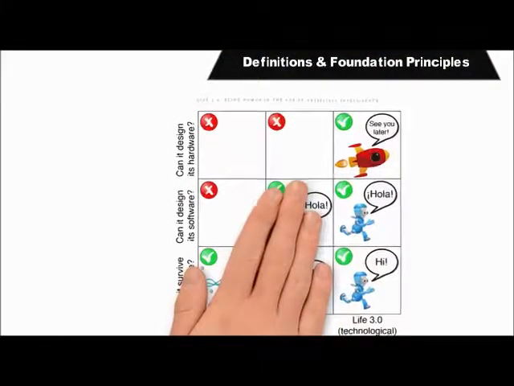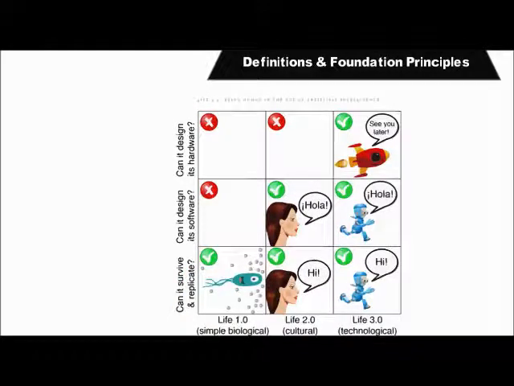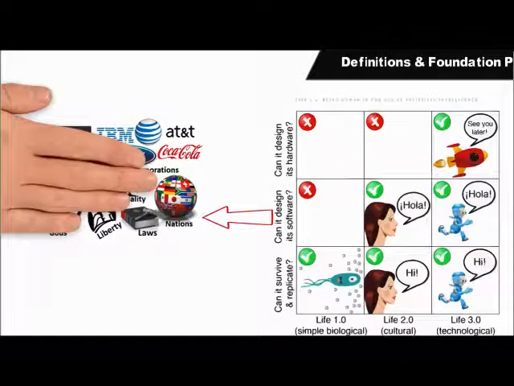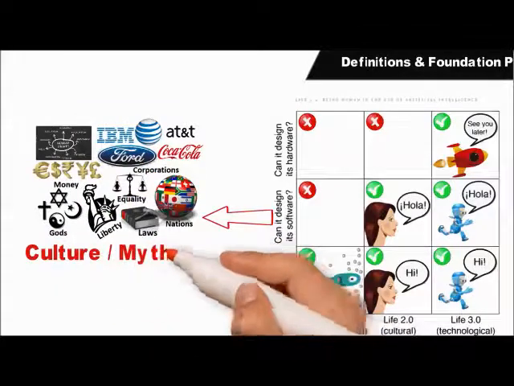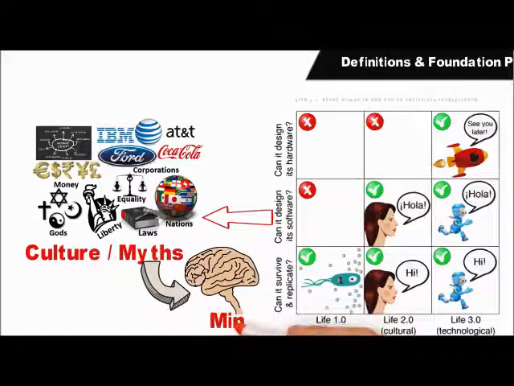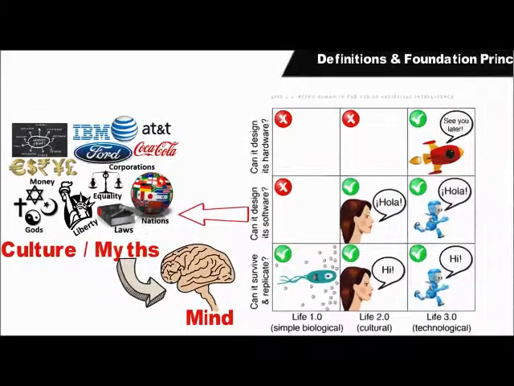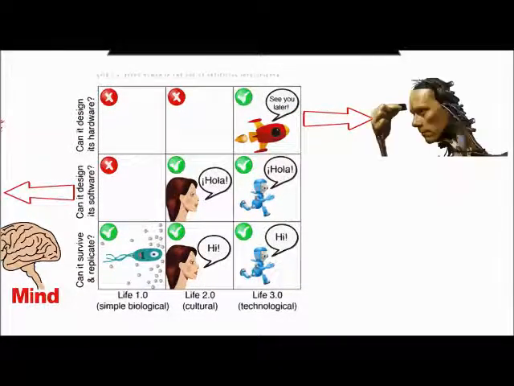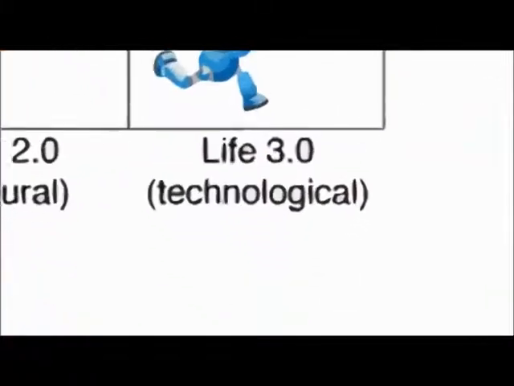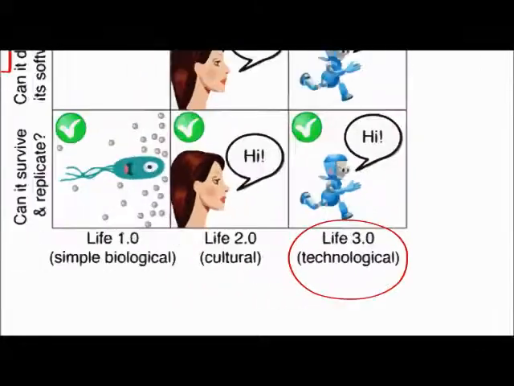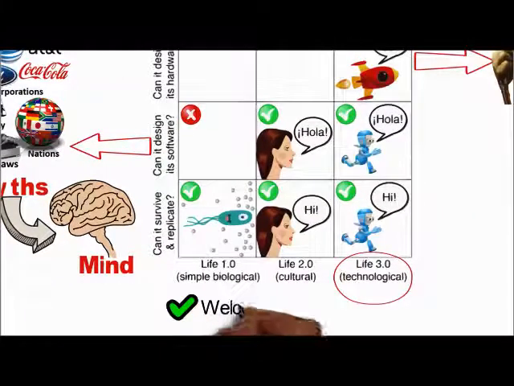The basic idea here is that he has life, and why is it 3.0? Because life 1.0 could replicate, but the ability to design your own software he thinks is only true of life 2.0, where there's culture and myths. We use our mind to develop our cultures and myths, so we have designed our own software there. Then we get into designing your own hardware, which we're seeing only now with Life 3.0, the technological capability to design your own hardware.